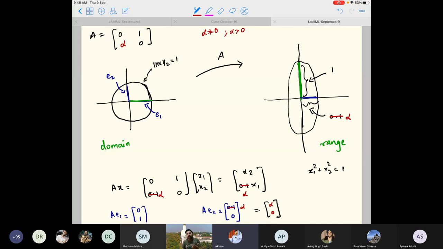If I take alpha a very small number, what will happen? The ellipse will be a really very elongated ellipse. It will almost start resembling a line segment on the y-axis. That's what will happen. On the other hand, if I take alpha to be greater than 1, suppose I take alpha equal to 10, what will happen?